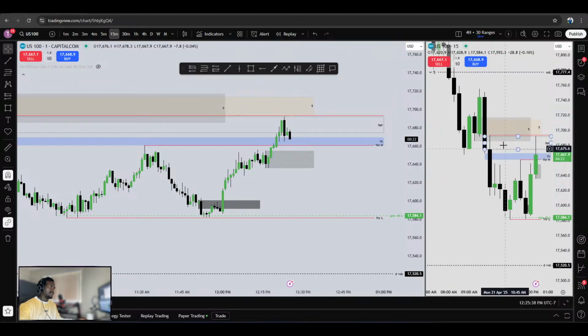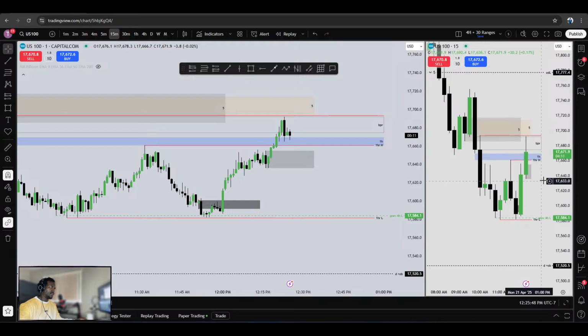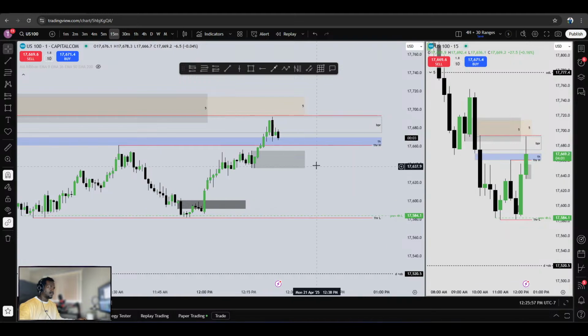look at that, that's a 15-minute BPR as well. See that right there, 15-minute. Supposed to leave a fair value gap, but it was completely closed. And then we do have this 15-minute fair value gap here, which hasn't quite formed, because this is still running.